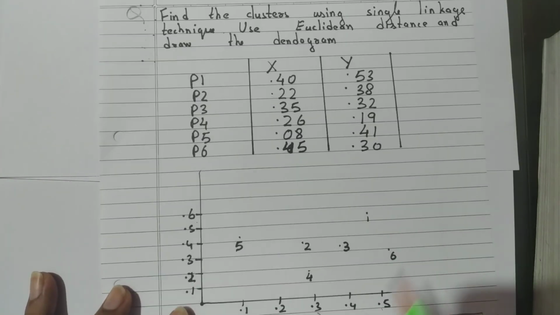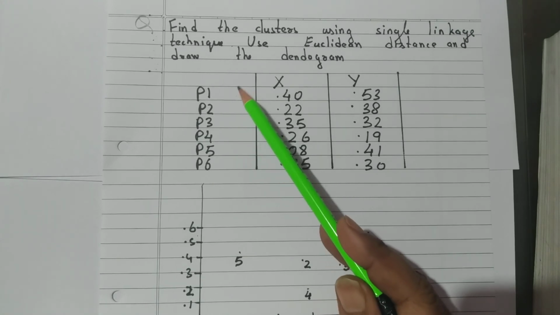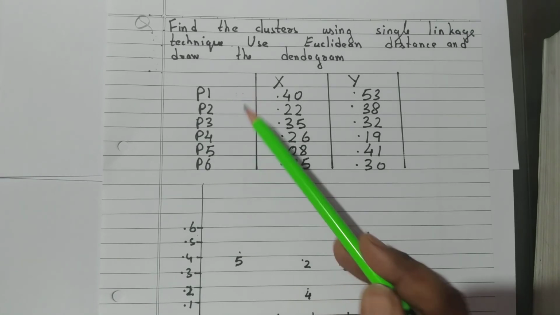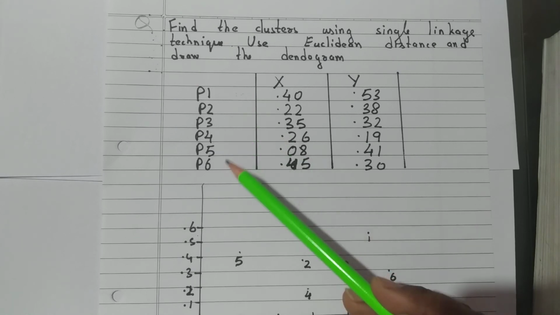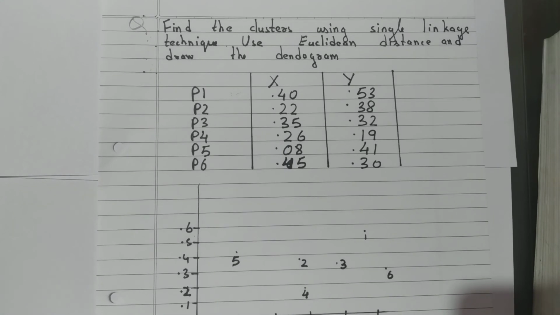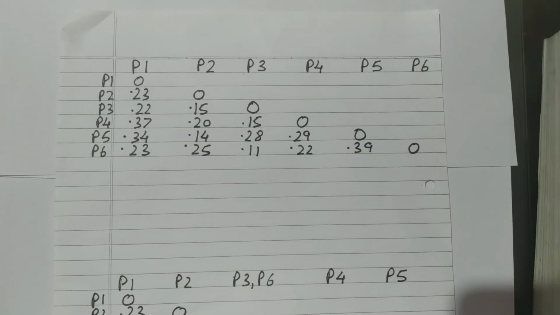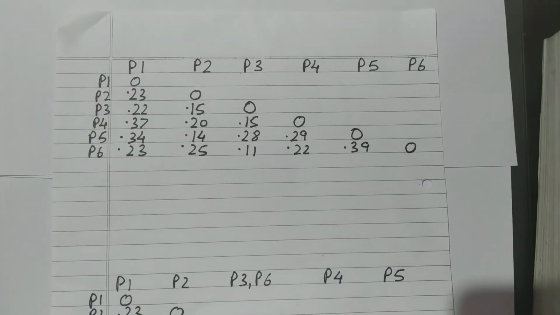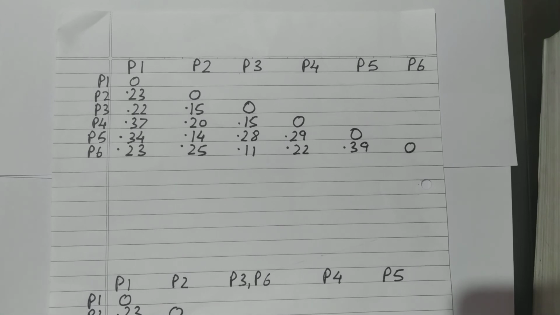Using this formula, we have to find the distance between all the points. That means we have to find the distance between P1 and P2, P1 and P3, P1 and P4, P1 and P5, P1 and P6, and P2 and P3, P2 and P4, and so on. Using the same Euclidean formula on all the points, this is the matrix we get after applying the Euclidean distance between all the points.